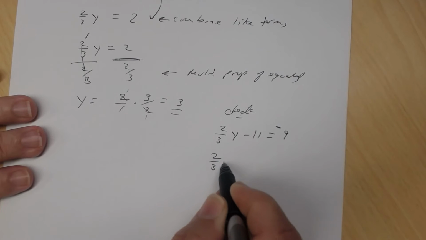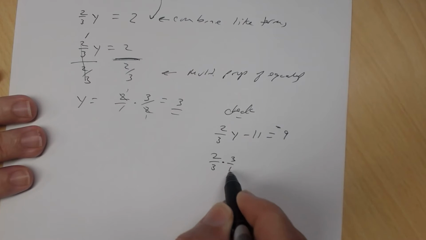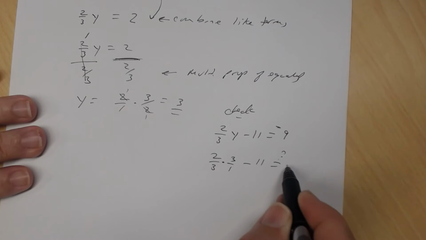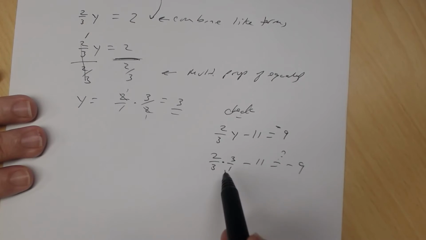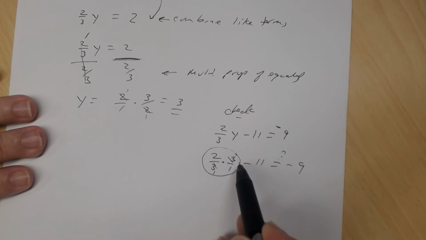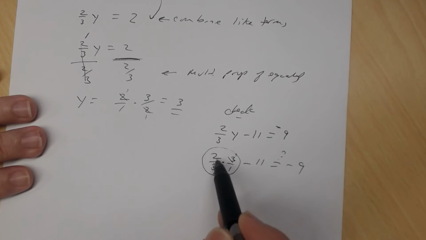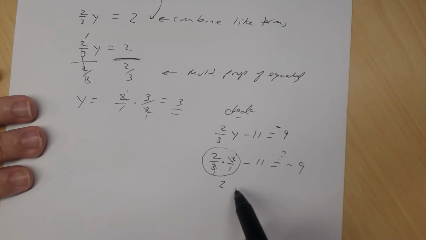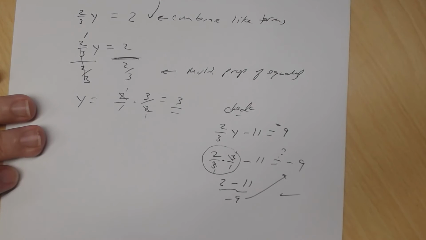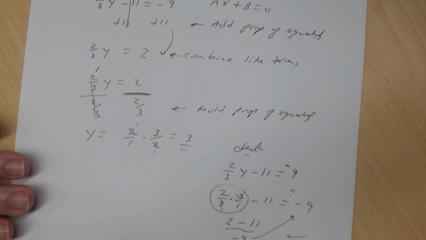So 2/3 times y is 3 over 1. Whatever that is, I'm going to subtract 11, and the question is, is that equal to a negative 9? That's your question. Well, if you look at this right here, 3 into 3 is 1, 3 into 3 is 1, and that's just 2 now. 2 times 1 is 2. And the question is, what is 2 minus 11? Well, 2 minus 11 is a negative 9, and that's what you wanted. So it does check out. All right, so that's number 5.